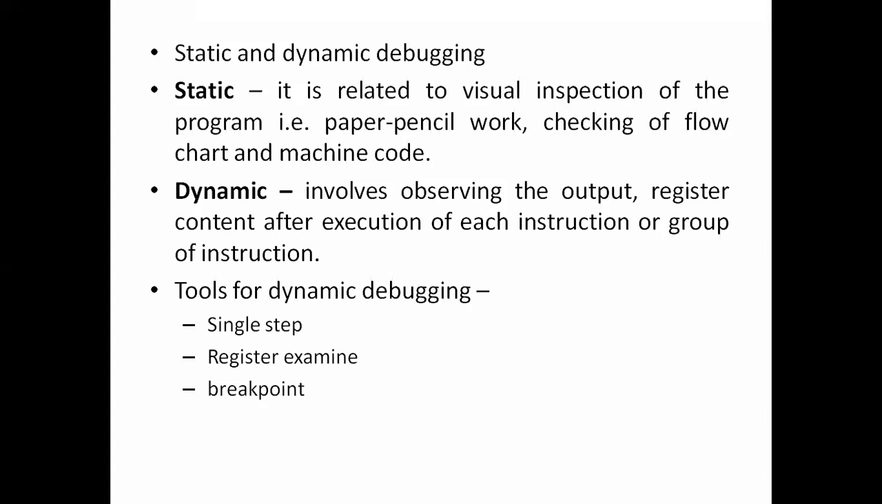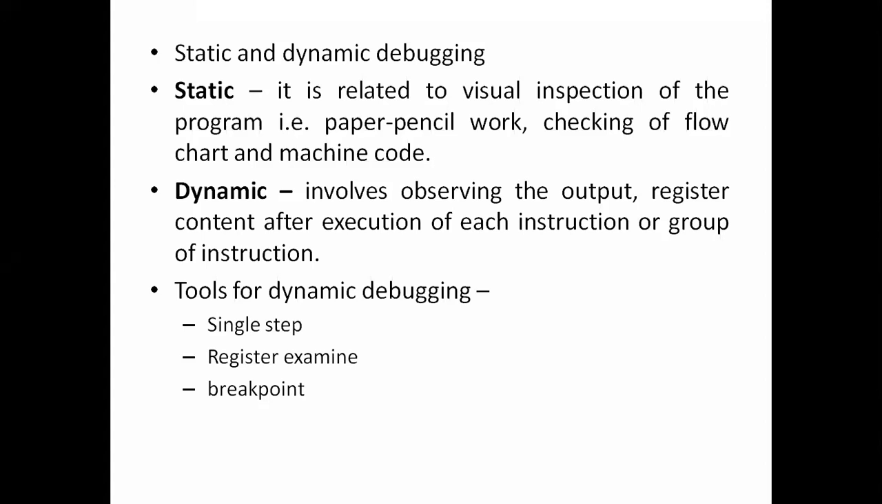Now, the second one, the second debugging, is dynamic debugging. It involves observing the output, that is the register content, as well as whether the result which we are getting is correct or not. So dynamic debugging involves observing the output, observing the content of the register after the execution of each instruction or after the execution of a group of instructions.